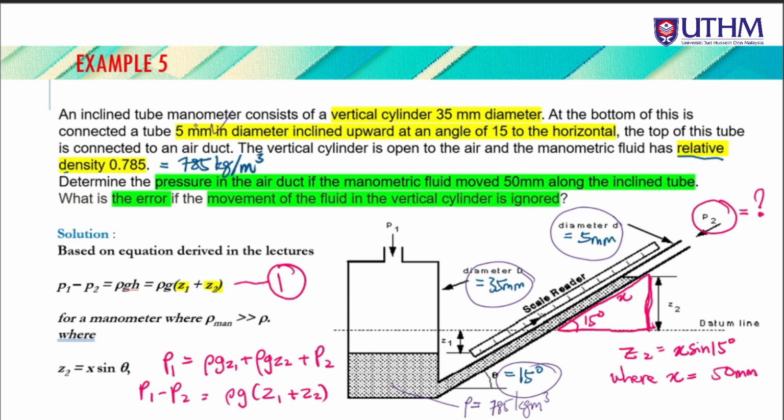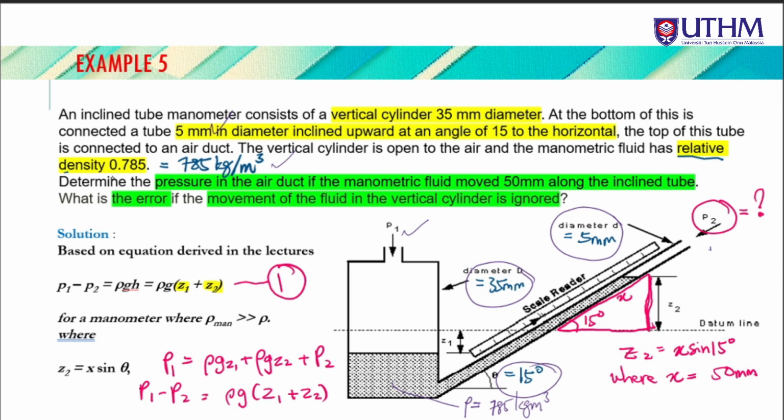The top of this tube is connected to an air duct. Okay. So the vertical cylinder is open to the air, and the manometric fluid has relative density of 0.785. So if the relative density is 0.785, the density should be 785 kg per meter cube lah. Okay, ini consider sama macam condition yang saya cakap tadi lah.